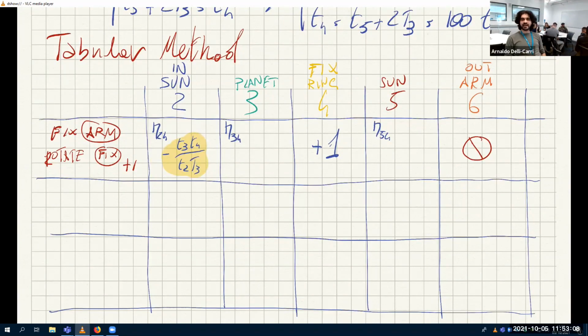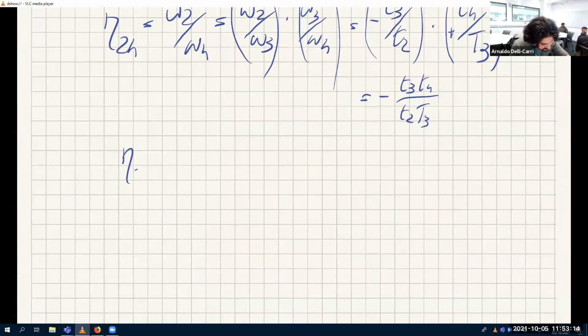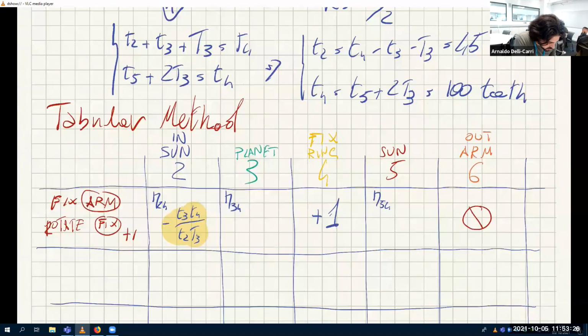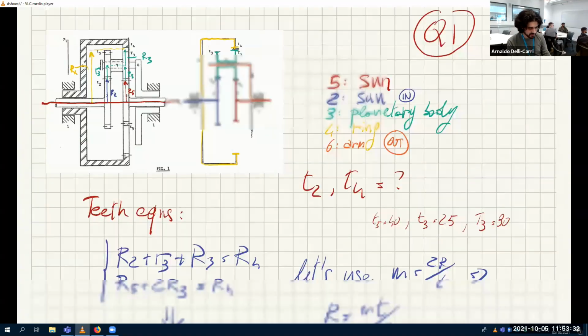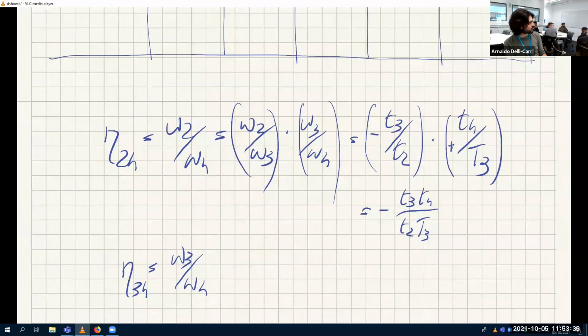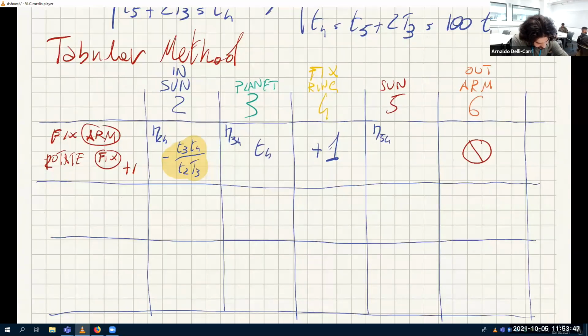Okay, now let's do eta 34. Eta 34 by definition is omega 3 over omega 4. Now if they mesh, easy. If they don't mesh, we have to see they mesh through which component. 3 and 4, do they mesh? Yes, they do. And we did this already. Eta 3,4 is here. Omega 3 over omega 4 is here. So it's just this. I've done this already. So it's t4 over capital T3 with a positive sign. So this is t4. There you go. Easy.